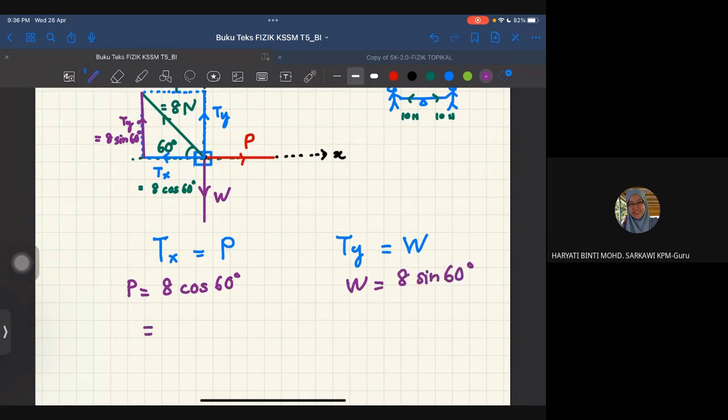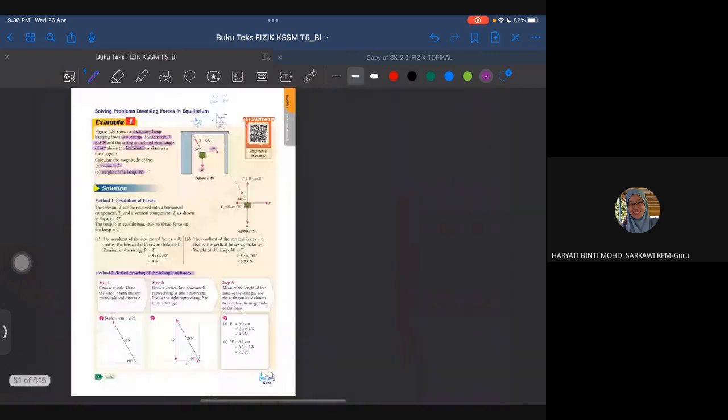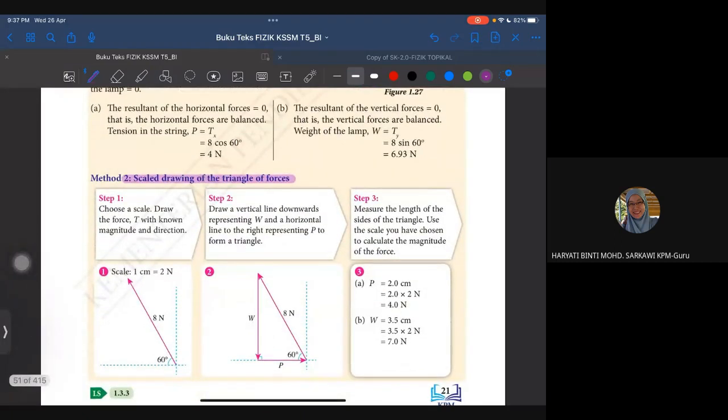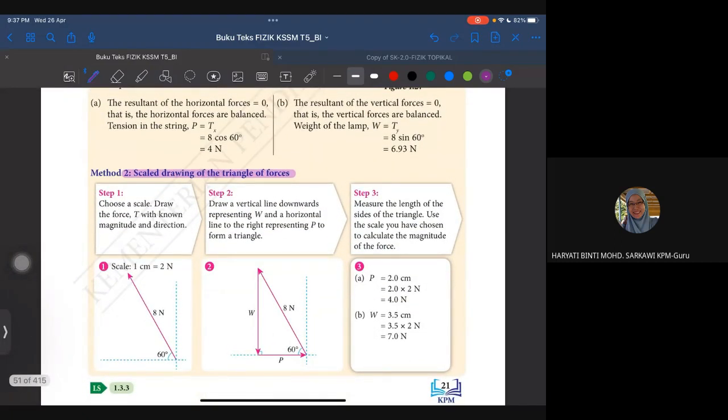So this is by calculation. You get the magnitude. Boleh? Like this. Here, this is in your textbook.